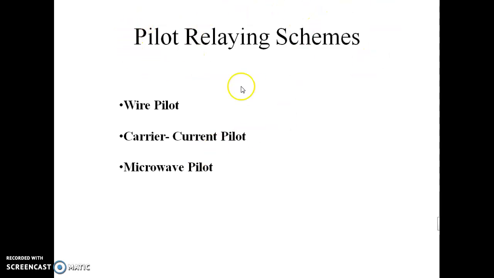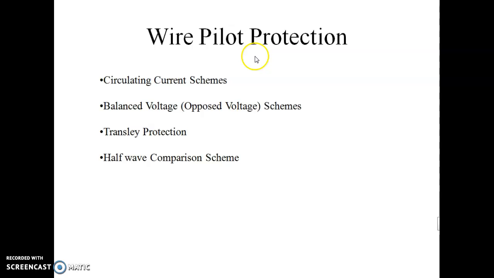This is what we have about the pilot relaying schemes. In that we have to study about the wire pilot. This is for the telephone wires, carrier current for the low voltage and high frequency, microwave for the higher frequency, 450 to 10,000 megahertz, that is the radio signals and all. That is microwave pilot. See here, first we have to see wire pilot protection. In that we are going to study circulating current schemes, balanced voltage schemes, translay protection, and half wave comparison scheme.